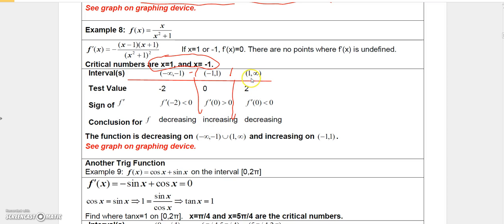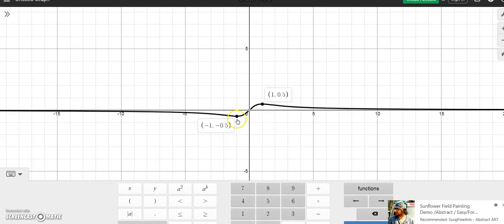And then I plugged 2 in from this interval and found that the derivative was negative, and so that means the function is decreasing. And again, you can plug these in yourself and find out whether the derivative is negative or positive. Here's a picture of the graph, and you can see here that the function is decreasing from -infinity to -1, then it's increasing from -1 to +1, and then it's decreasing again from 1 to infinity. And that's what I got on my answer.